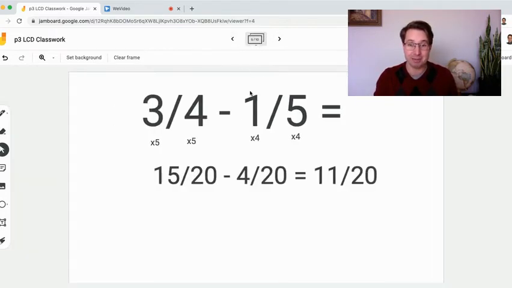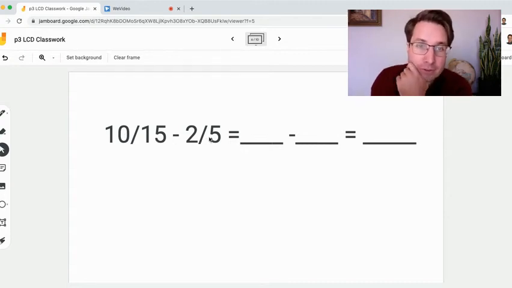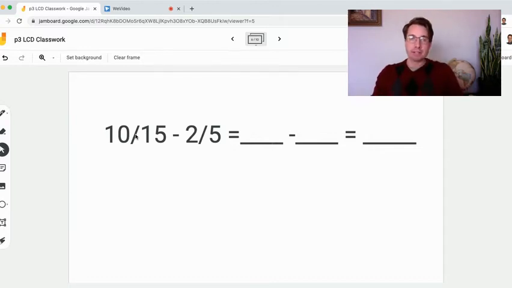Oh, yippee, remember seeing this one from before? It's actually the same. It's just written in a slightly different way, seeing if you can twist your brain around to solve. Okay, 10/15 minus 2/5. What do you notice right off the bat? Pause and solve. All right, let's take a look here.